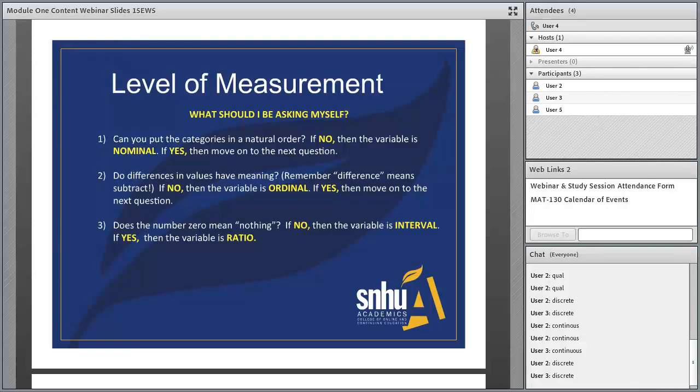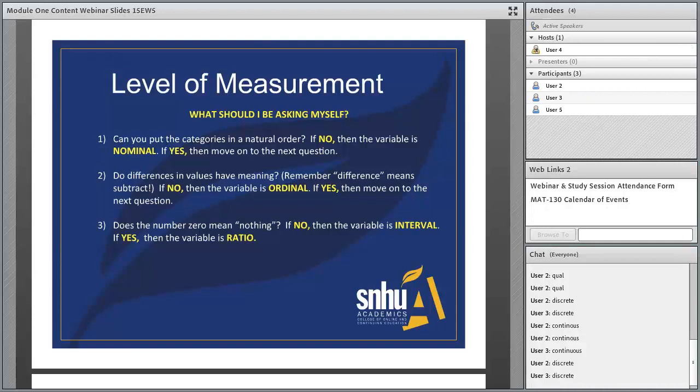So the idea of a natural order: let's say I'm asking you to rank a TV show, and the choices are poor, good, very good, or excellent. Those have a natural order. You wouldn't say poor, then excellent, then very good, then good. That would be out of order. So that's what I mean by a natural order.